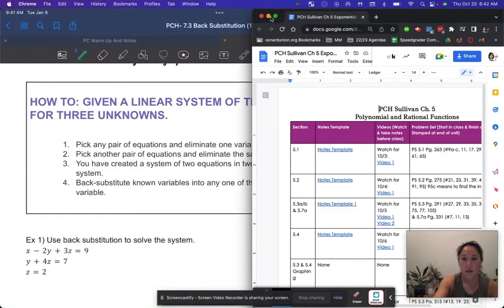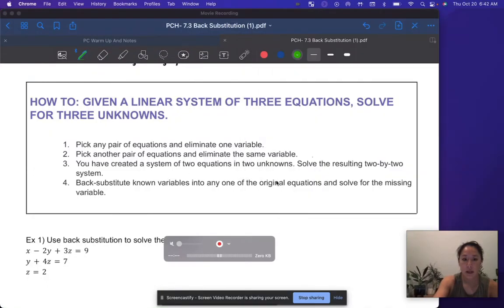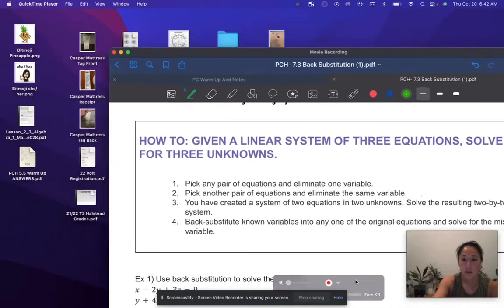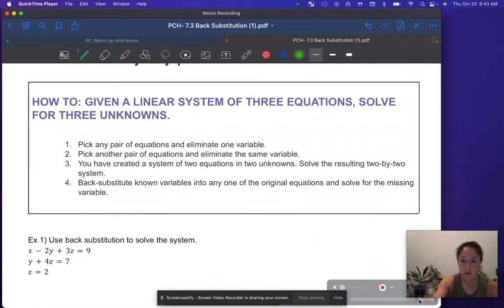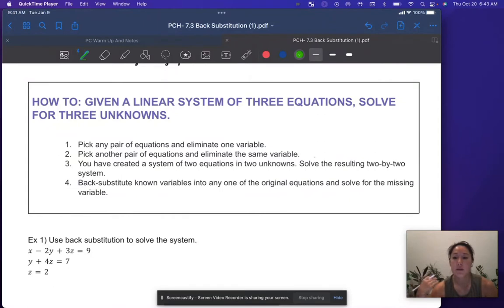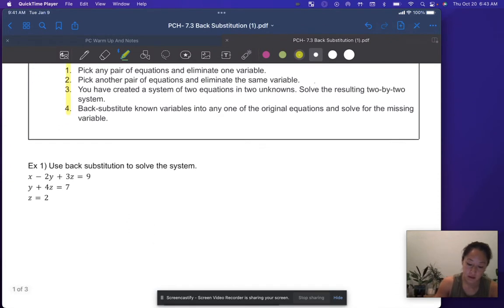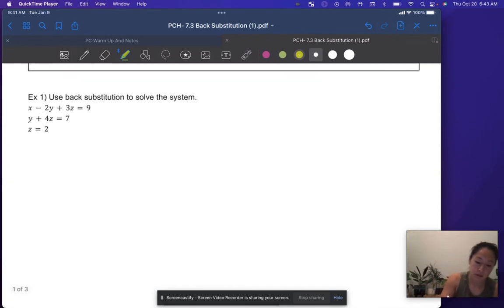Good morning. We're going to do back substitution today. So we have some examples here, let's move these around. So we're going to have a system of 3 equations today with 3 variables. So we're going to solve for each. The steps are listed right here. Let's go ahead and start with example number 1.